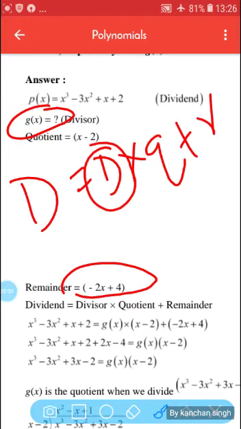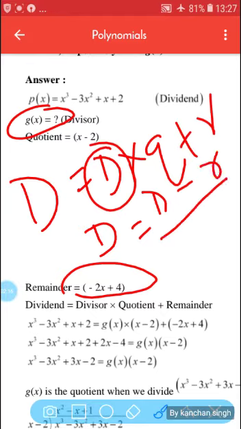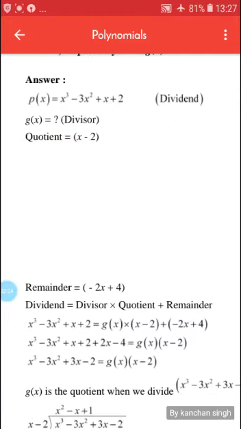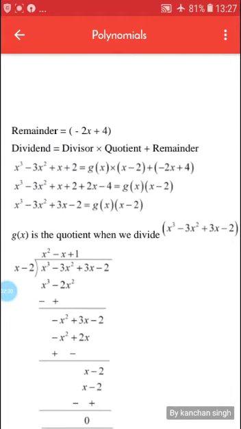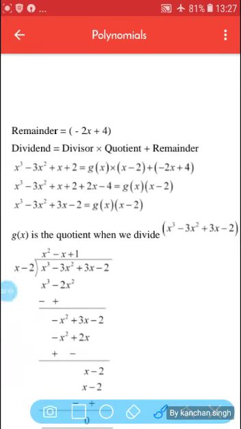Here you can write, dividend is equal to divisor into quotient plus remainder. Can we write divisor is equal to dividend minus remainder, the remainder will come to this side, divided by the quotient? Either you can use this method, or here also you can use it in that way. Now see, here we have written x cube minus 3x square plus x plus 2 is equal to g(x) into x minus 2 plus minus 2x plus 4. Now see, the same thing we have done here.